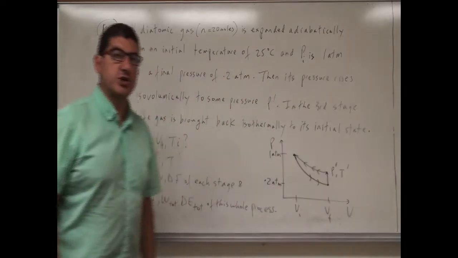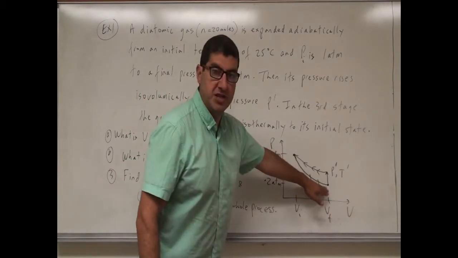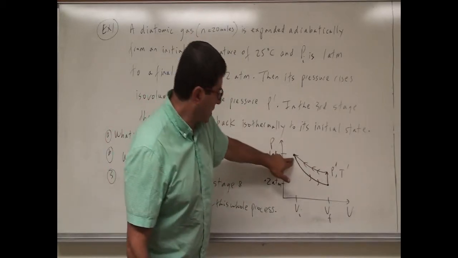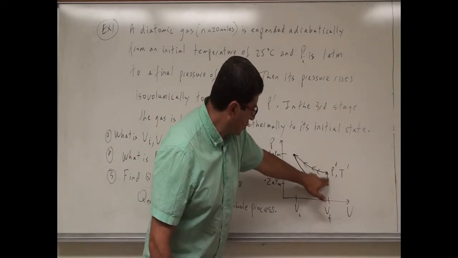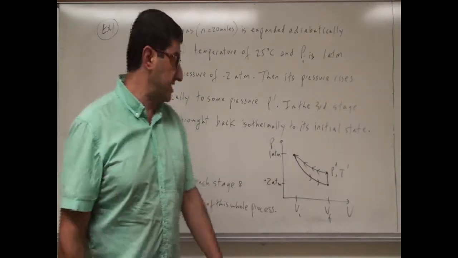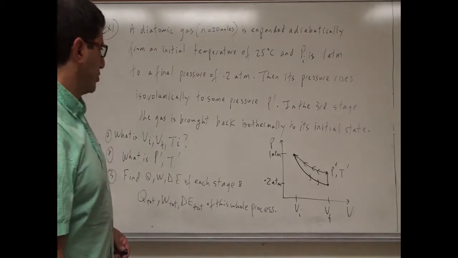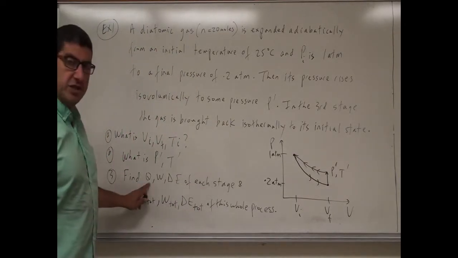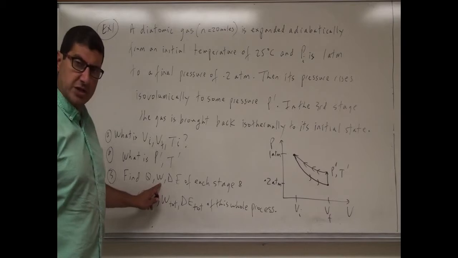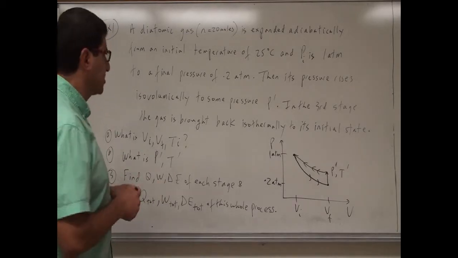Remember in the theory section I explained how an adiabatic expansion is steeper than an isothermal one. So you can have adiabatic here, and then you can go up, and you can still go back isothermally because the isothermal is not as steep. So then you're going back to its initial state. We also want to know how much heat is coming into the system, how much work the gas is doing, and the change in internal energy of each stage. Okay, so let's start.